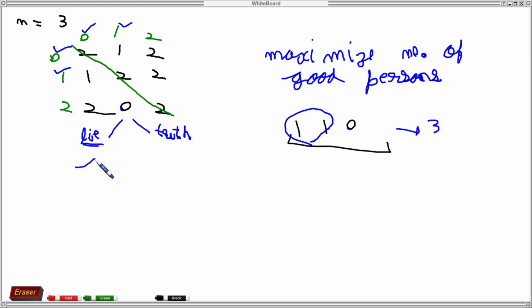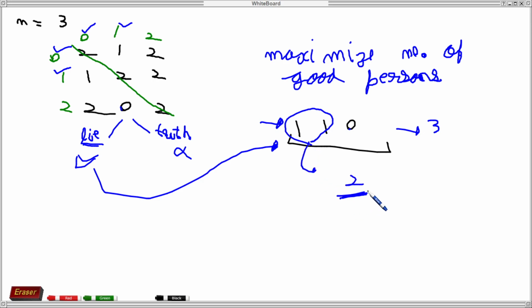We are getting a valid answer if we assume that it is telling a lie, and we get a non-valid combination if it is telling the truth. So we can assume that it is telling a lie, and we get this as our combination. So we have got the max number of good persons as 2.